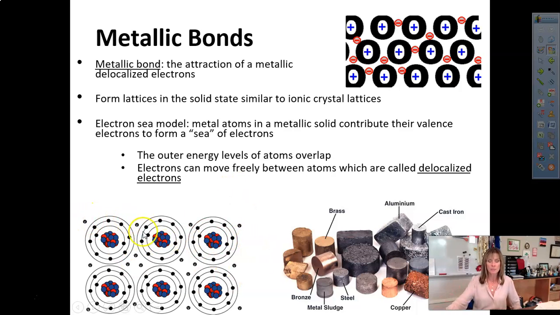The valence electrons will come off, and they'll be shared in between all the different metallic atoms in that compound. They can move freely from atom to atom. They're not bound tightly to any one particular atom. We say that these little valence electrons that are running around in this electron sea are called delocalized, meaning that they're not localized to any one atom. They're allowed to move around freely within that structure.